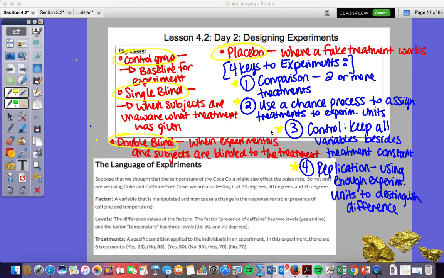Cool. Number 2, we use a chance process to assign treatments, right? We randomly assign. We remember this because Chris brought up some good points about random assignment. With random assignment, what does it control? Confounding variables. Good. Because of that, it's controlling confounding variables. Nice. Number 3, control. It keeps all variables besides treatments constant.